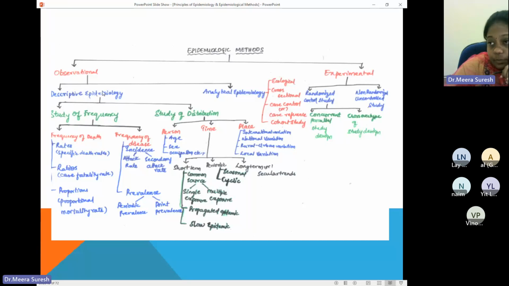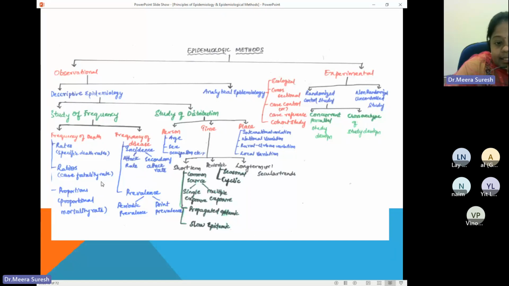And we go to the descriptive epidemiology. Descriptive means we are going to describe the disease. Some of it we have already done, the descriptive epidemiology. That is the first part. We get to know about the frequency and distribution of the diseases. So here we study the frequency and distribution. And it is in the analytical epidemiology that we are going to learn about the determinants.